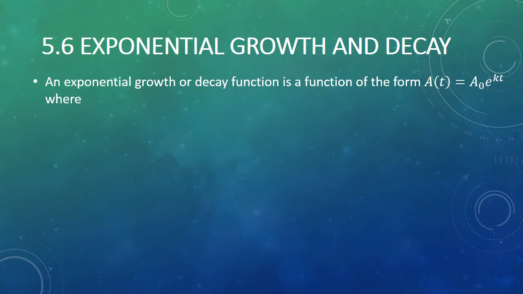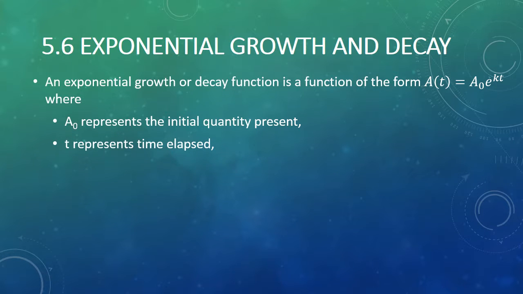An exponential growth or decay function looks like this. A of t equals a sub 0 times e to the kt, where a sub 0 represents the initial quantity present, in other words, the amount of whatever substance you're starting with. T represents the time, how much time has elapsed, and that could be in seconds, minutes, days, hours, months. It just depends on what we're talking about.